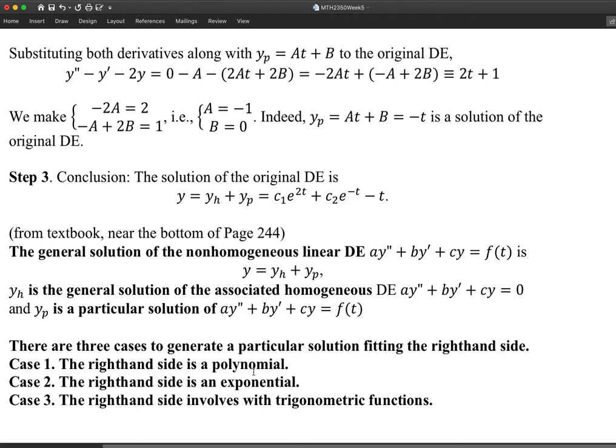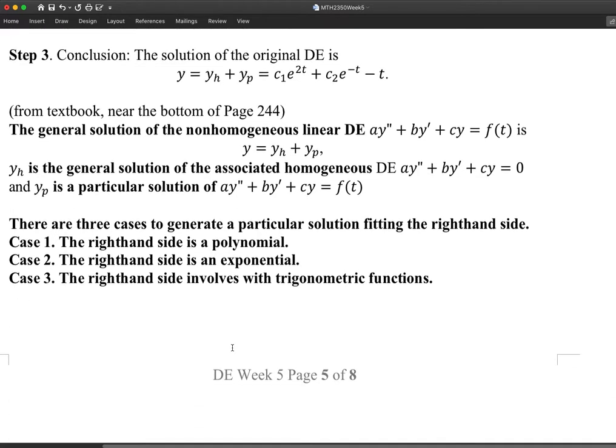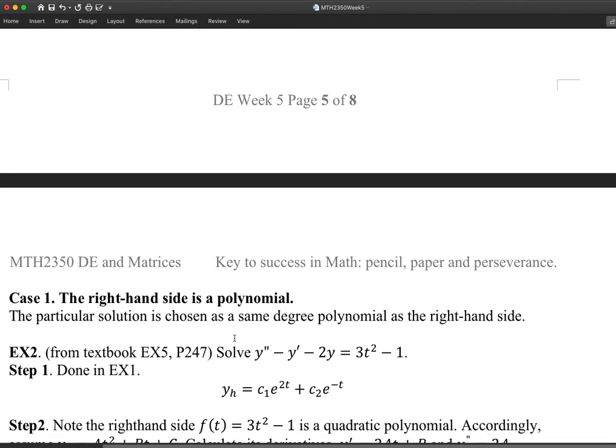The right-hand side is a polynomial, the right-hand side is an exponential, and the right-hand side involves trigonometric functions. And we already did one simple example. It is for the right-hand side as a linear polynomial. And I said if that is the case, the particular solution should be assumed as a linear polynomial too. Okay. And accordingly, if the right-hand side is a quadratic polynomial, you assume the particular solution is a quadratic polynomial. So I do have another example fitting the case of polynomial.